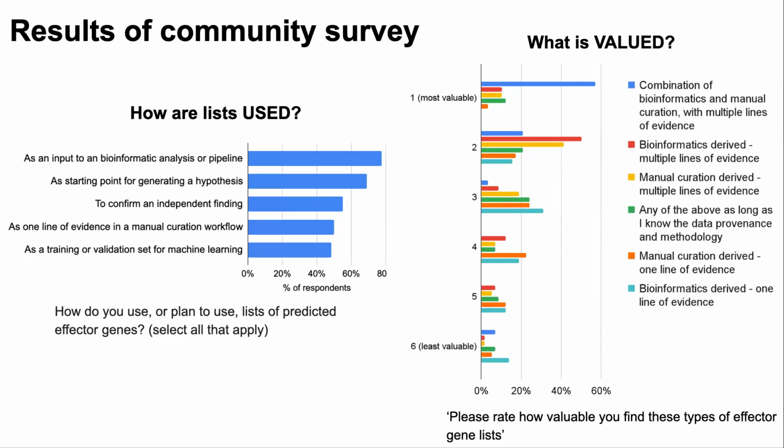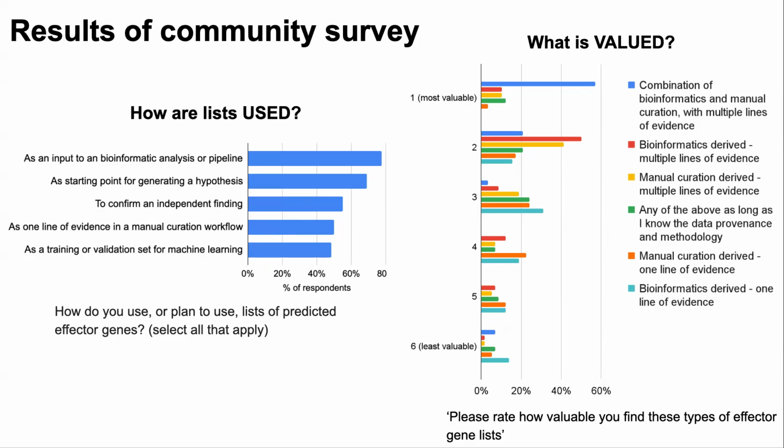So we also looked at the results of the community survey, and just want to pull out the kind of things that people are using the lists for. And this is useful to think about. Julie will touch later on the use cases, but people are using the lists as input to bioinformatic pipelines, to generate hypotheses, as one line of evidence in curation workflows, or as a training or validation set for machine learning. So you can see there's a broad range of users and use cases that we really need to keep in mind.